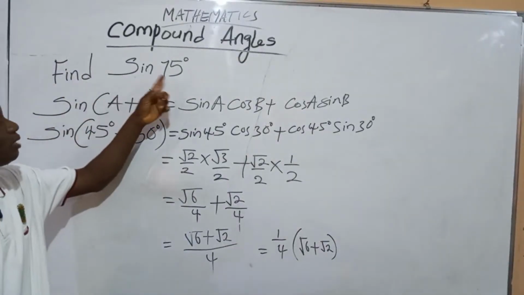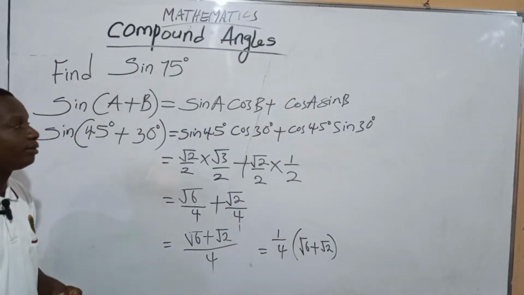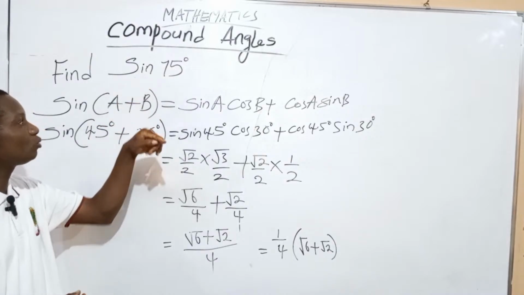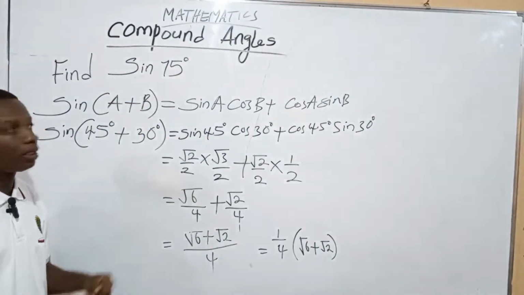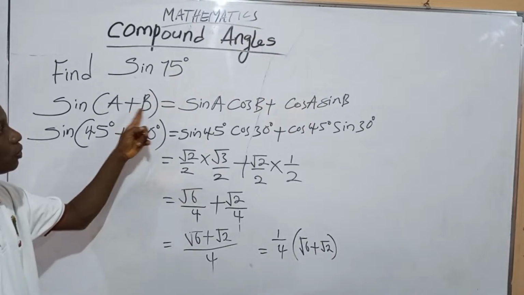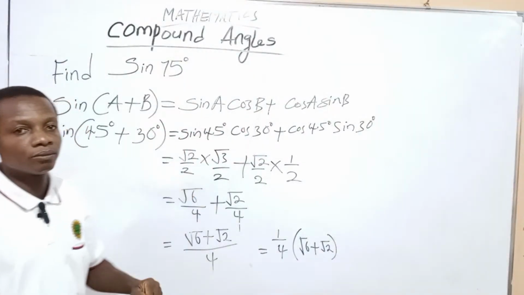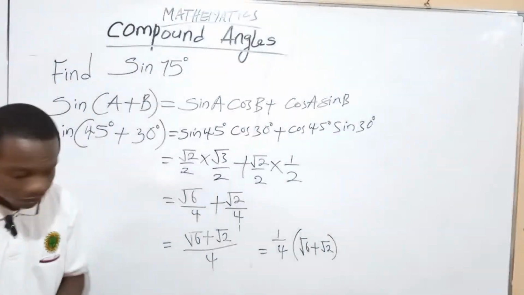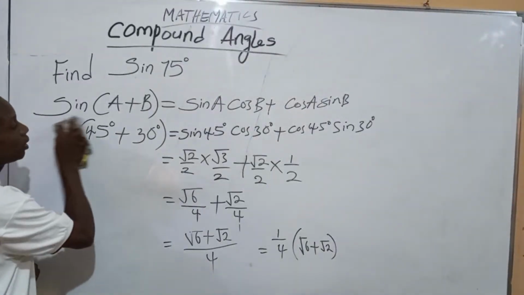Remember, we started with sine 75. So now we are going to a different one. This time it will be minus here. Once this place changes to minus, just change it to minus, nothing else. So let's do that right away.